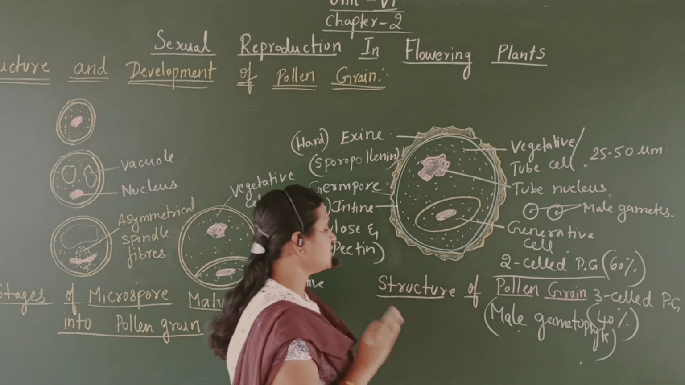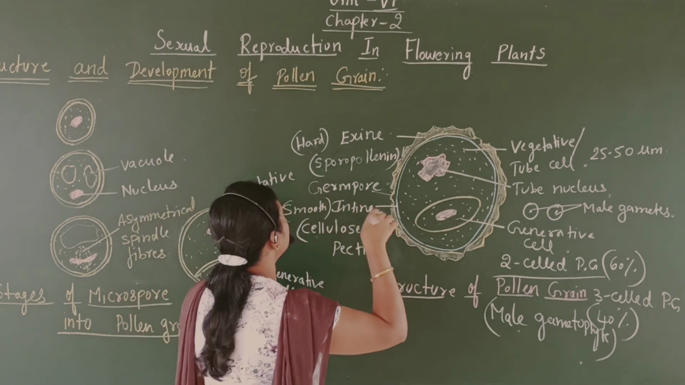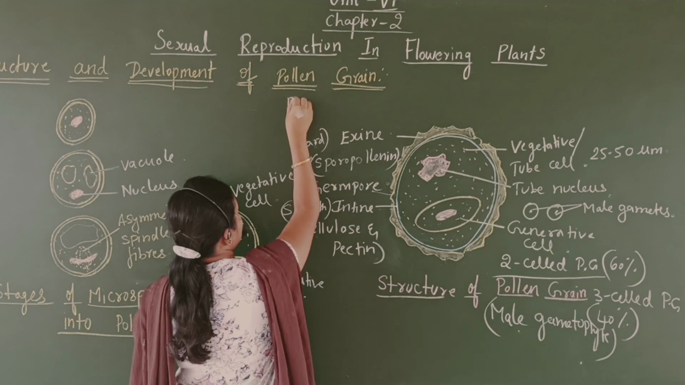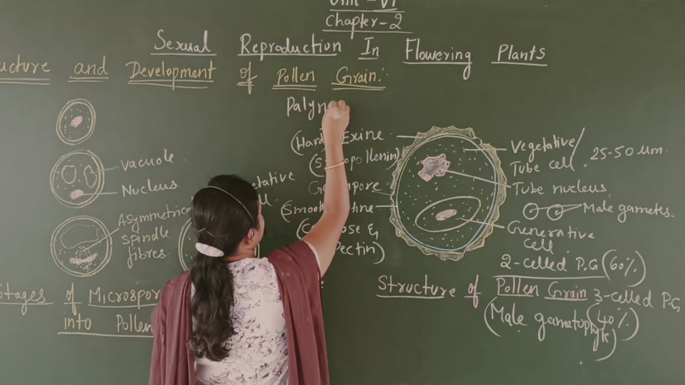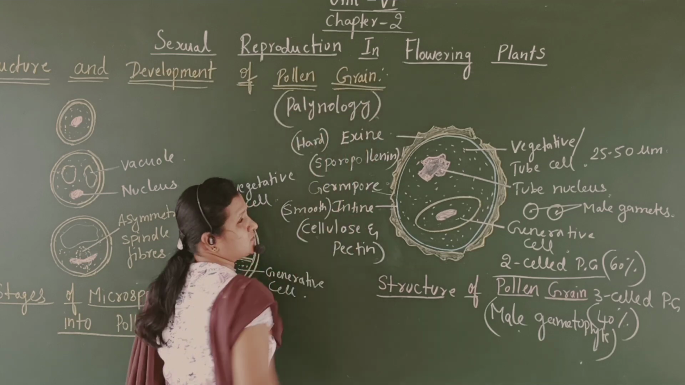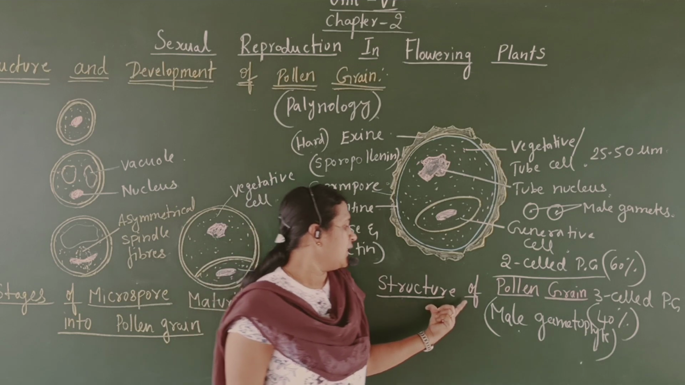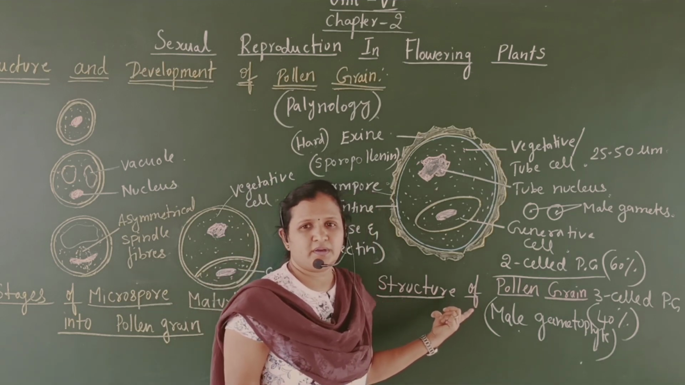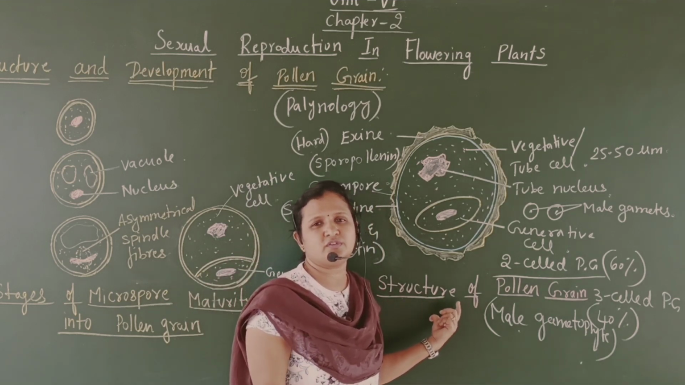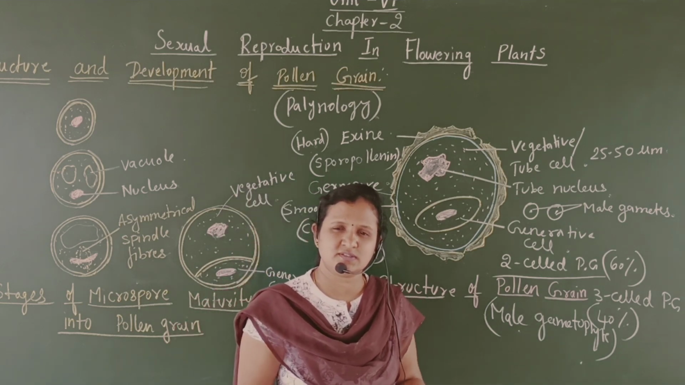So this is the structure of the pollen grain, and the study of pollen grains is called palynology. After pollen grain development, the next process is pollination. So let us discuss that in our next session. Thank you.